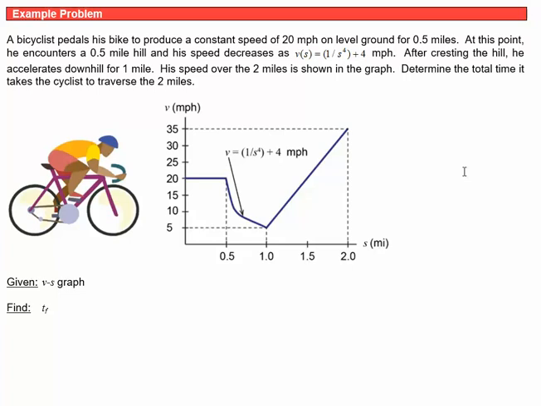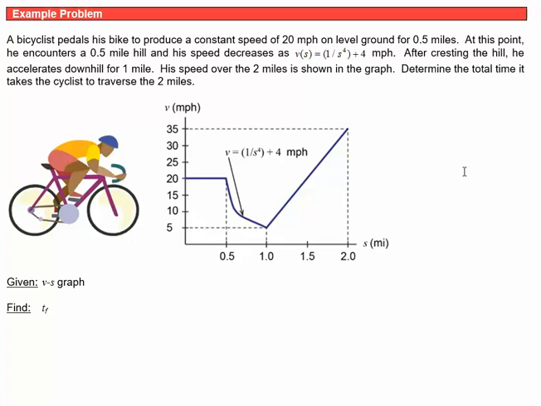In this problem, we have a bicyclist. He's traveling at a constant speed of 20 miles per hour for half a mile, and then he encounters a hill. The hill is half a mile long, and his speed on the hill decreases as the velocity equals 1 over s to the fourth plus 4 miles per hour, where s is position. He crests the hill and then accelerates downward for a mile.